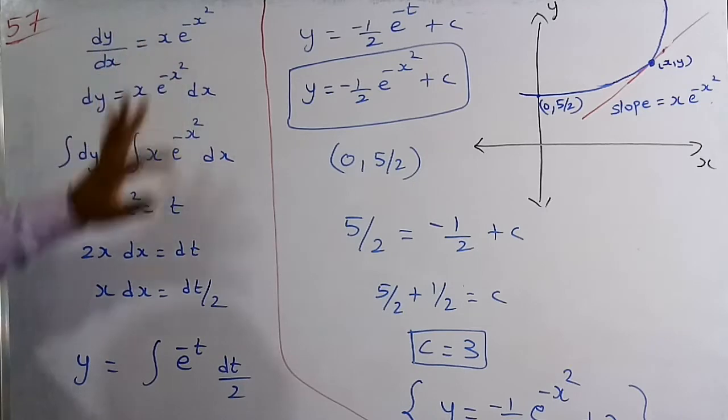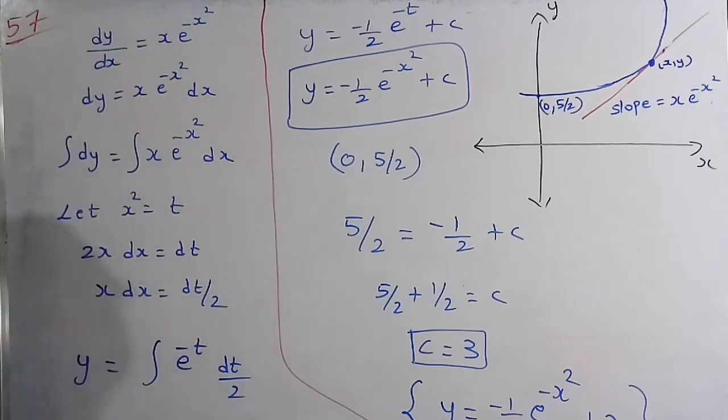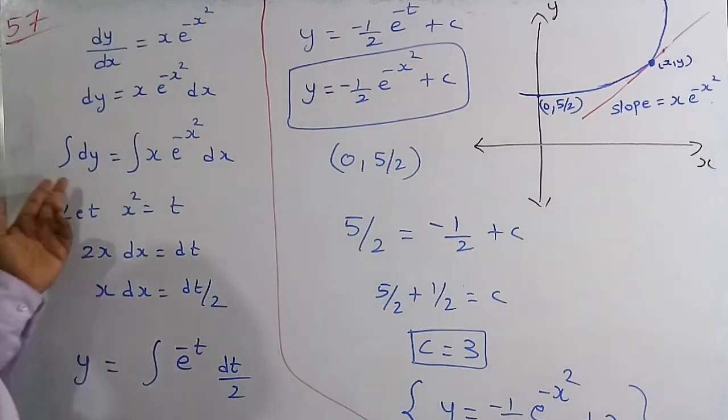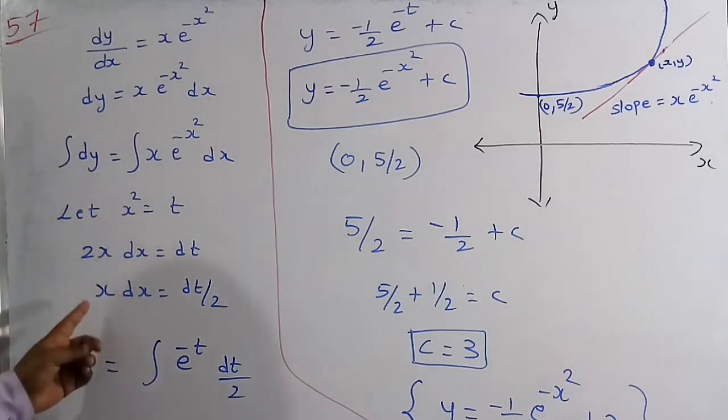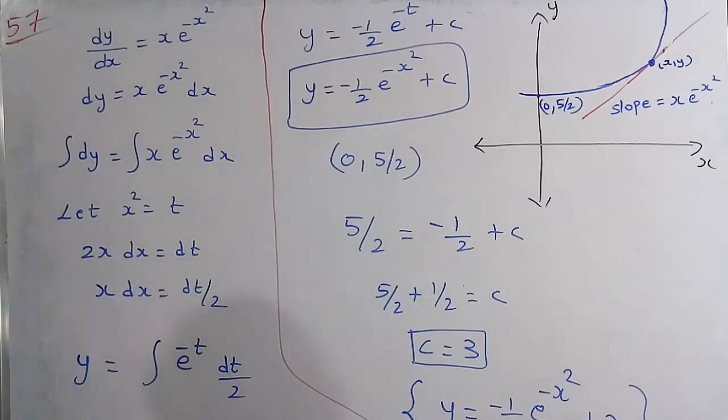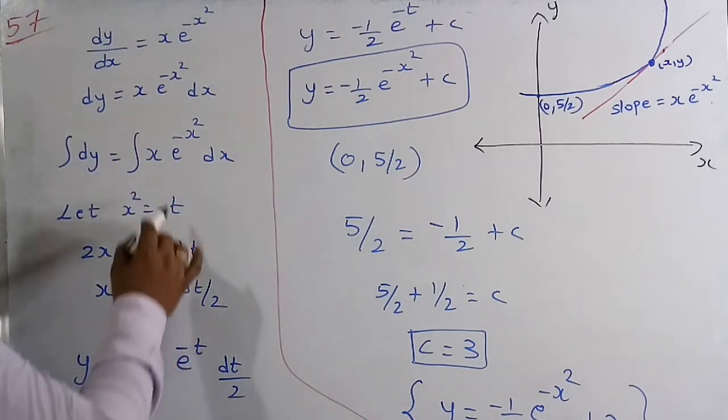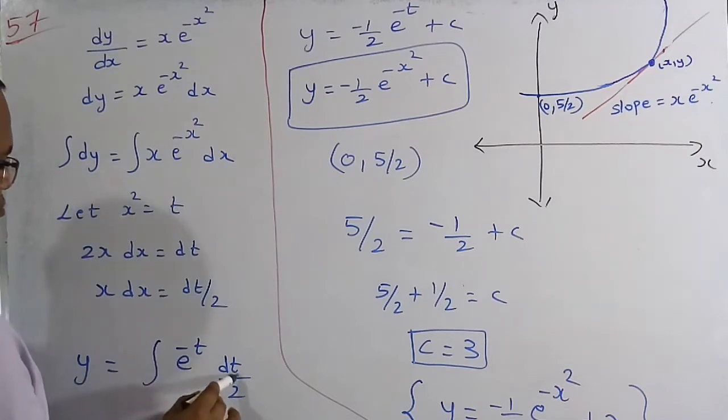If I take the dx to the RHS, I get dy is equal to x into e to the power of minus x square into dx. Now I am going to apply integration on both sides. Let me assume x square is equal to t. If I differentiate with respect to t, I get 2x dx is equal to dt. Therefore x dx is equal to dt by 2. So the integration of dy is y is equal to the integration of e to the power of minus t, and x dx is dt by 2.